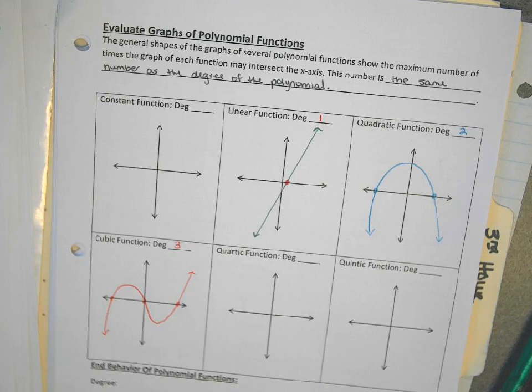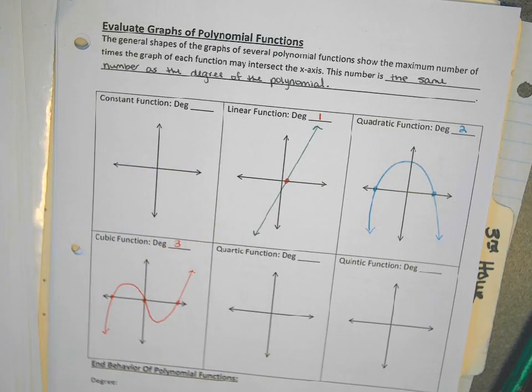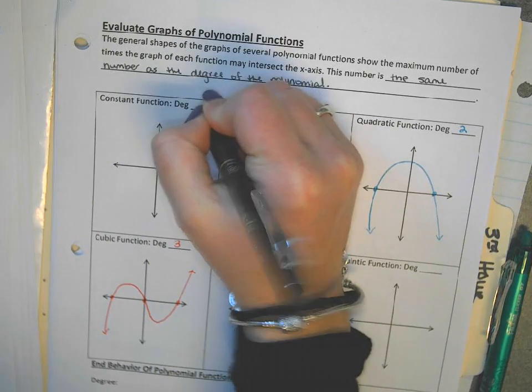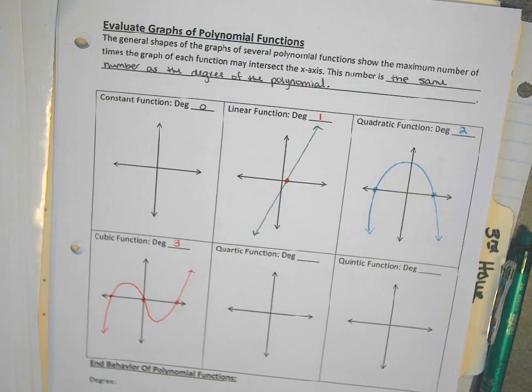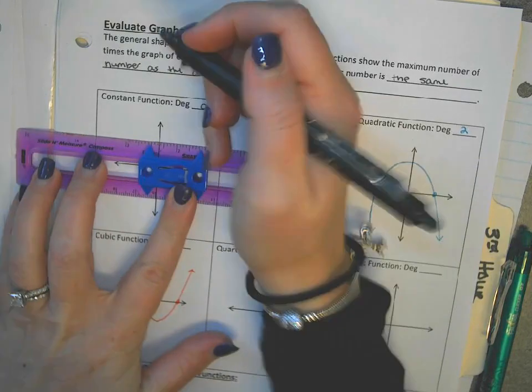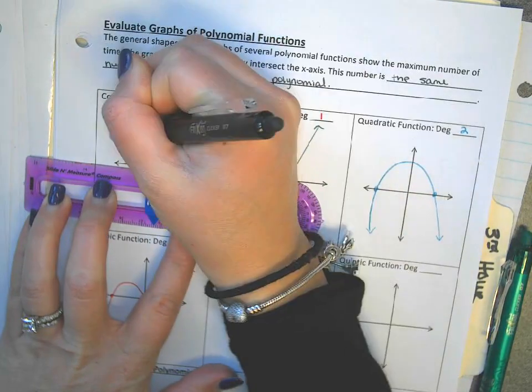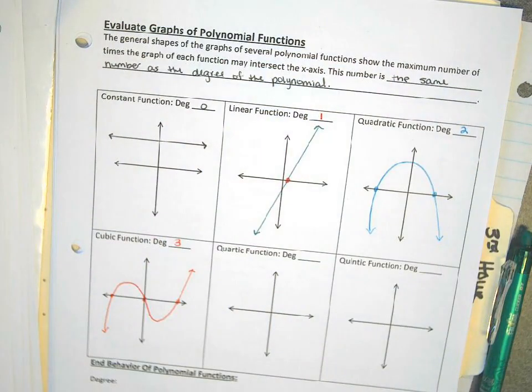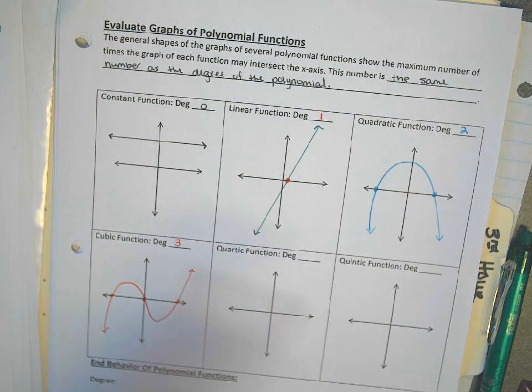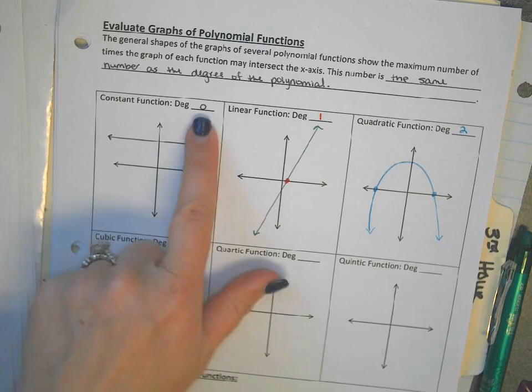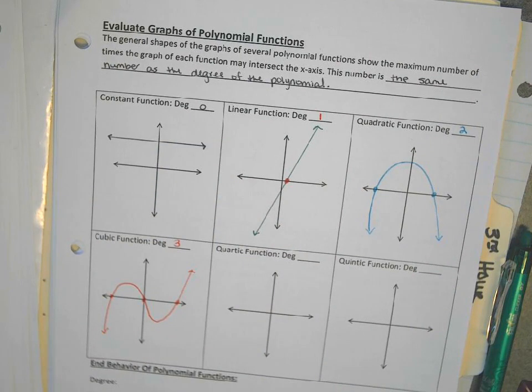All right, so then we have a constant function which has a degree of 0. That would be something like y equals 4, which is, those are those horizontal lines. Like y equals 4 is a horizontal line. It doesn't hit that x-axis at all. 0 times is how many times it can hit that x-axis.